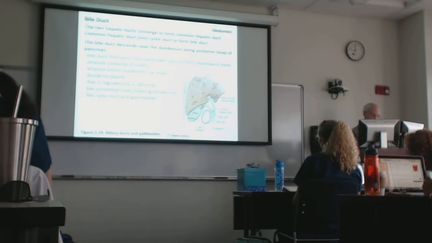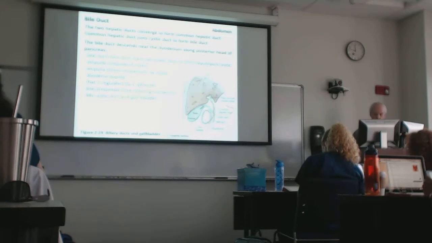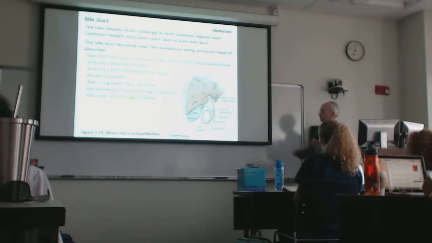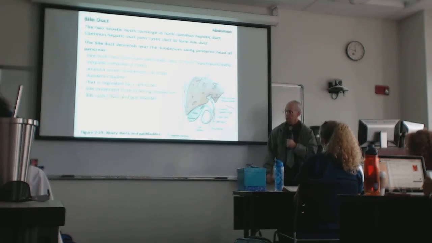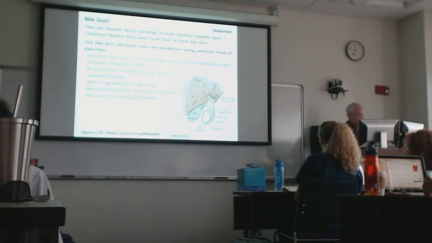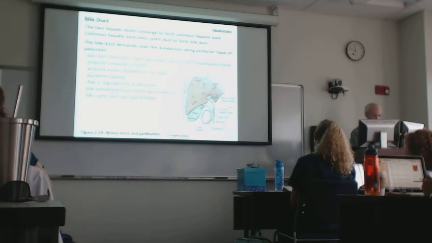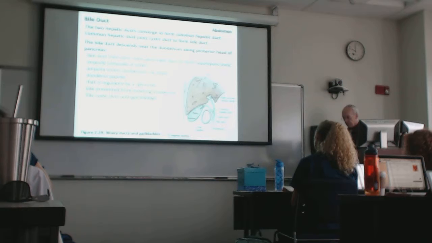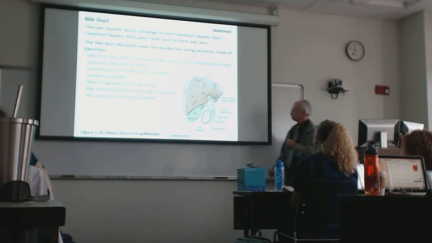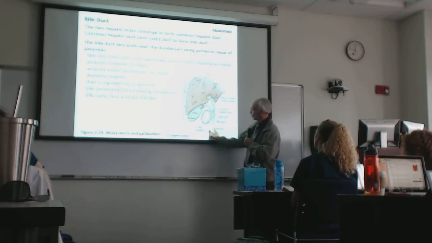You can see the right and the left ducts converge to form the common hepatic duct, which is going to deliver the bile down there to that hepatopancreatic ampulla, which in turn takes the bile into the duodenum. But remember, there was a circular valve down there, that sphincter of Oddi.